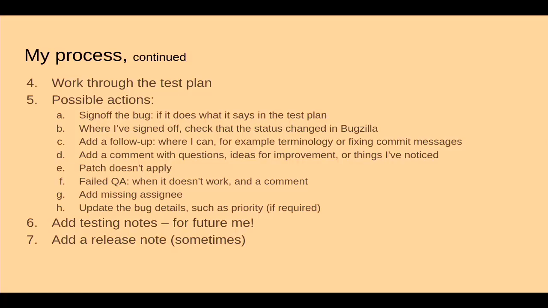Other times the patch might not apply, so that means the developer needs to go and fix it up so that it works. Because in the meantime, a whole lot of other bugs might have been pushed to main, and they might have changed what this bug is trying to change. Failed QA, when it doesn't work, I don't do that very often, but it does happen.